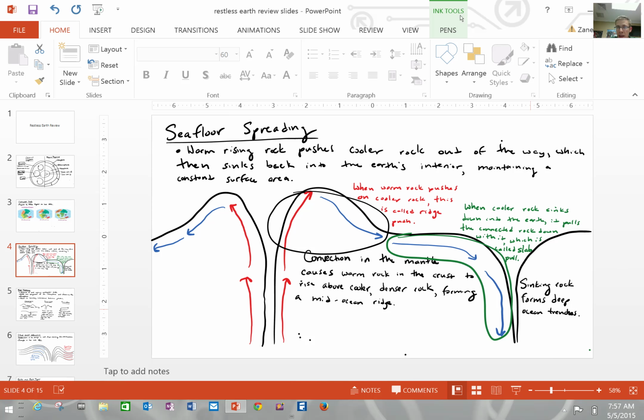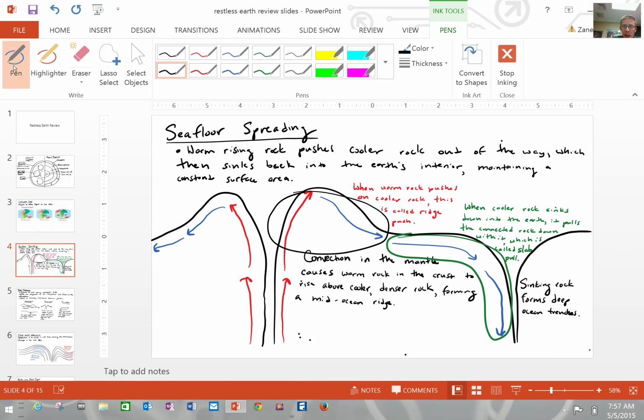But keep in mind, this whole process happens because of convection, and I'm underlining this right now. Convection. Convection in the mantle causes warm rock in the crust to rise above cooler, denser rock, forming a mid-ocean ridge. Sinking rock forms deep ocean trenches. That's basically how seafloor spreading works, and that's the premise of continental drift. Okay? Let's keep going.